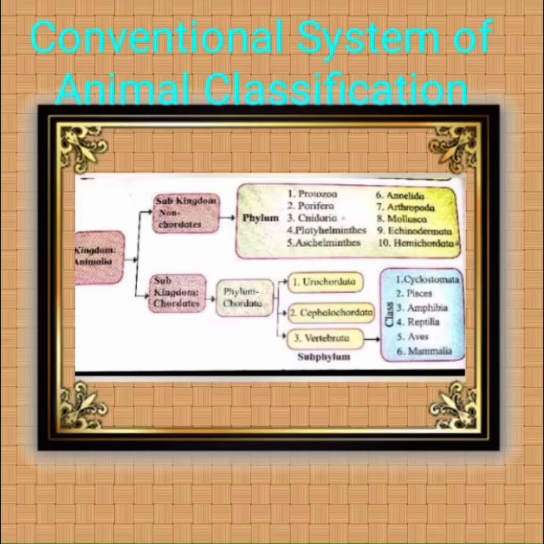Subkingdom chordates is divided into phylum Chordata. Phylum Chordata is again divided into subphylum Urochordata, Cephalochordata, and Vertebrata. Vertebrata is divided into classes. Number 1, Cyclostomata. Number 2, Pisces. Number 3, Amphibia. Number 4, Reptilia. Number 5, Aves. Number 6, Mammalia.